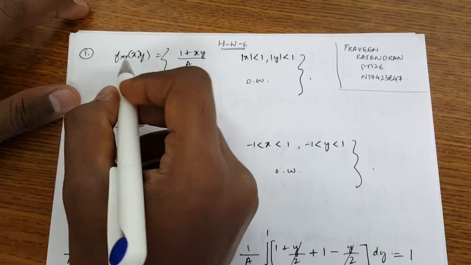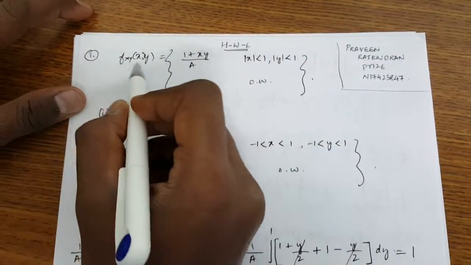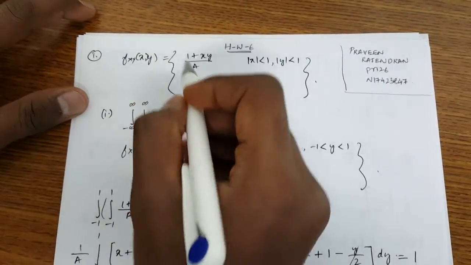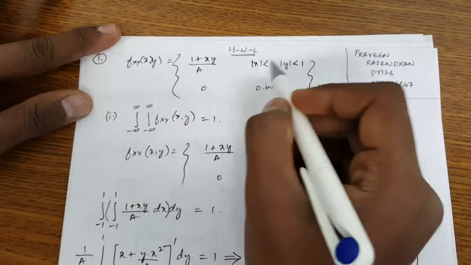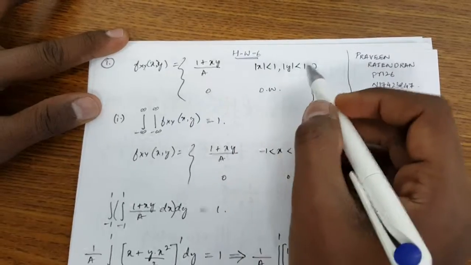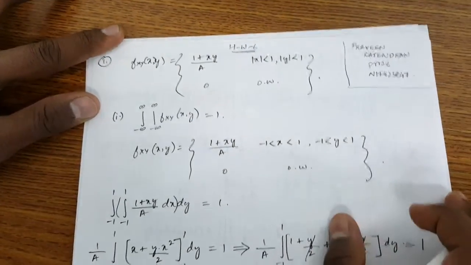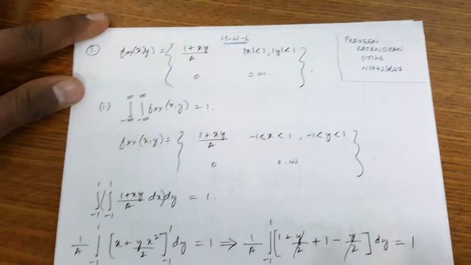So in the first problem we are given the joint density function f of xy equal to 1 plus xy by A, where x ranges from minus 1 to 1 and y goes from minus 1 to 1. We are asked to find the constant A.